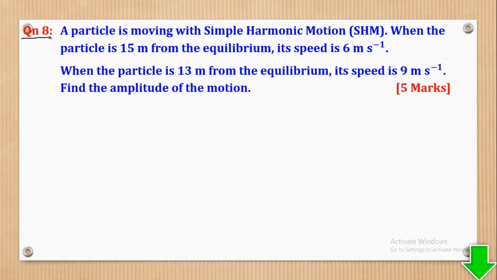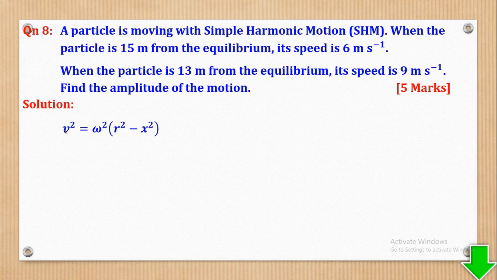Now we shall go to question 8. Question 8 says a particle is moving with simple harmonic motion. When the particle is 15 meters from the equilibrium, its speed is 6 meters per second. When the particle is 13 meters from equilibrium, its speed is 9 meters per second. Find the amplitude of the motion.